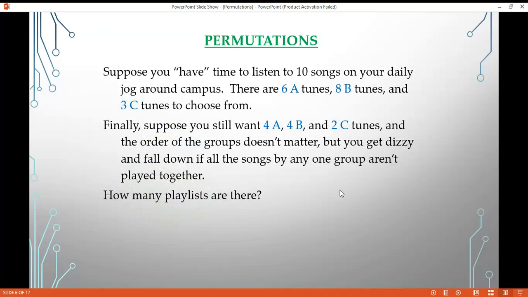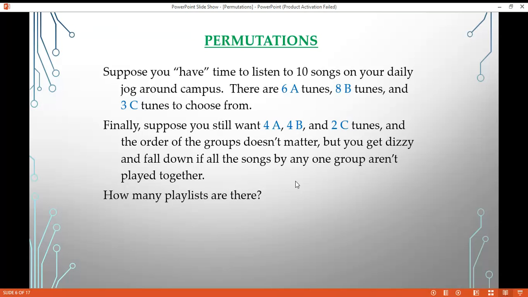Let's take another example. Suppose you have time to listen to 10 songs on your daily jog around campus, right? There are 6 A tunes, 8 B tunes and 3 C tunes to choose from. Finally, suppose you want 4 A, 4 B, and 2 C tunes, and the order of the groups doesn't matter. Here it is given that order doesn't matter, but you get dizzy and fall down if all the songs by one group aren't played together. So, how many playlists are there?